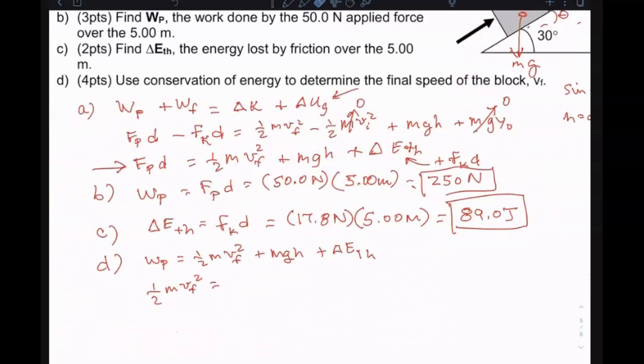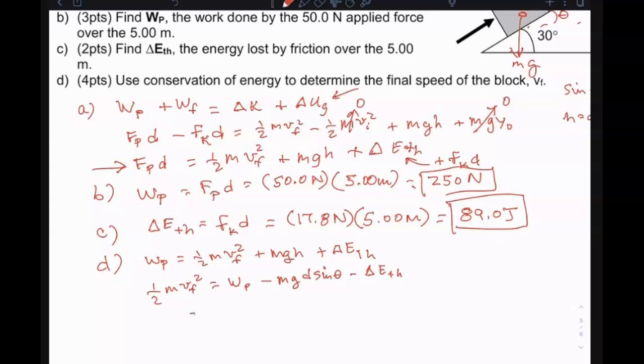So now I calculate the kinetic energy. 1/2 mv final squared is equal to the work done by the pushing force minus the change in the gravitational potential energy, which is mg times d sine theta, minus the increase in the thermal energy, which we've already calculated.